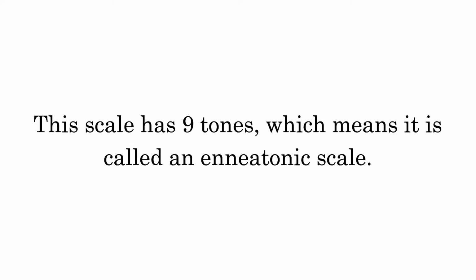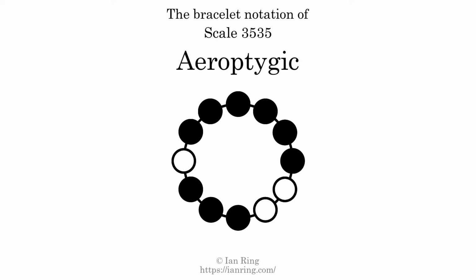This scale has 9 tones, which means it is called an enneatonic scale. This is a bracelet notation diagram of scale 3535. The shaded circles represent tones that appear in the scale, and they are read clockwise, starting at the top.